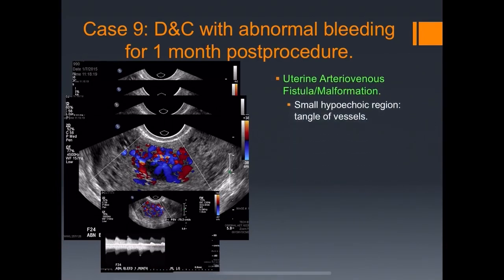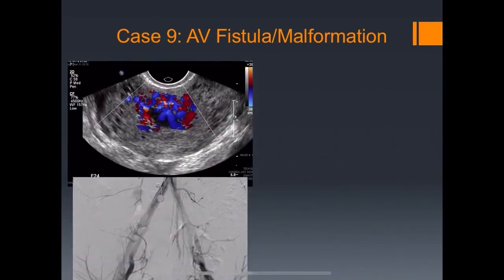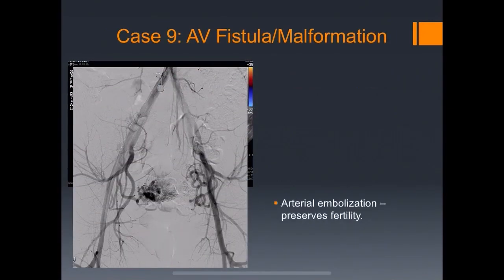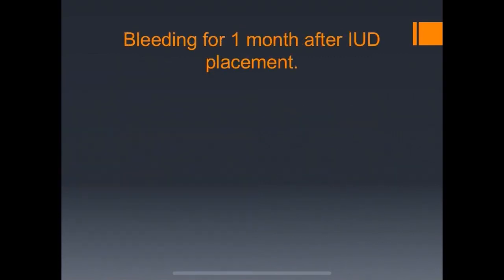Presumably secondary to procedure. Again, we saw a small hypoechoic region, which was the tangle of vessels, mosaic color signal appearance with aliasing, low resistance flow with high peaks of velocities. And this must be diagnosed in the sense that if you were to do a D&C on this patient, mistaking this for retained products, this would be catastrophic as it could lead to life-threatening hemorrhage. Here is just the angio. They ended up embolizing this patient, and that preserves fertility, though hysterectomy is the definitive treatment.